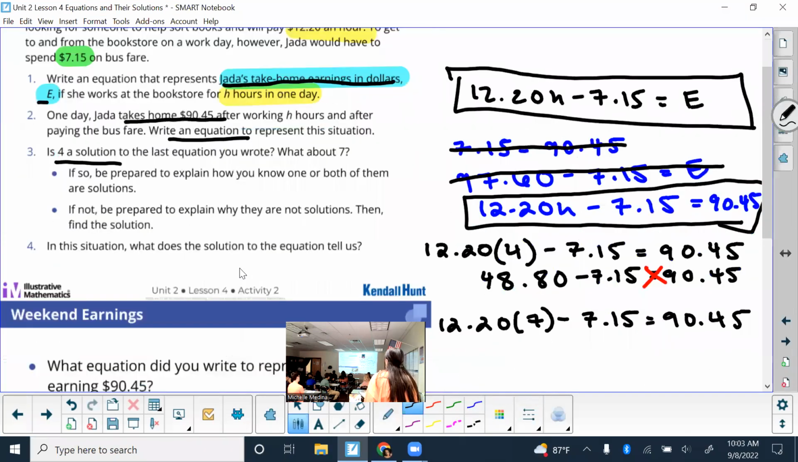In this situation, it didn't ask for us to calculate the solution, but we could if we wanted to. But in this situation, what would the solution tell us? So once we do find the value of H, what does that tell us about the situation? Brian? How many hours she works? Number of hours worked.